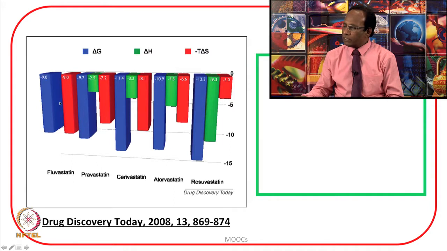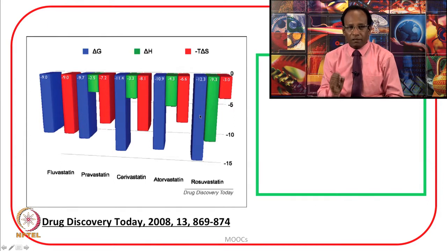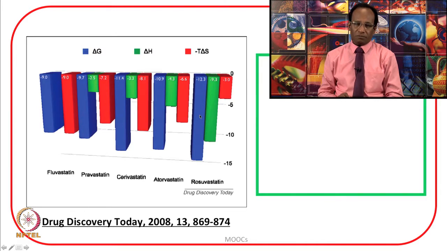But a general comment which I can make over here is that from the first in class, if I say fluvastatin as the first in class in this period, to the best in class in this period, which I will call rosuvastatin, the trend has been enthalpic. That is, over the number of years, the new drug molecules were binding with a more exothermic character.